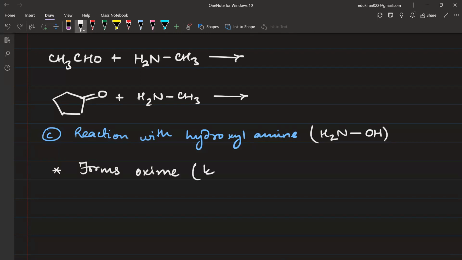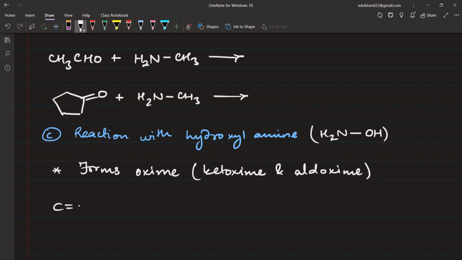oxime. Back में लिखिएगा ketoxime and aldoxime. In general, we call it oxime, but when the oxime is made by an aldehyde, it will be aldoxime. If it is made by a ketone, it will be ketoxime.